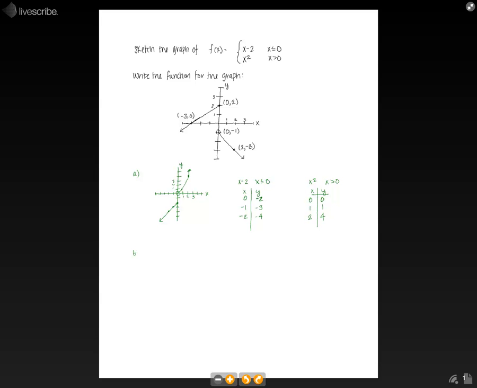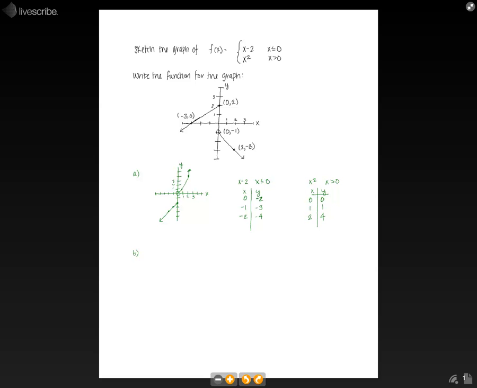For part B, it says, write the function for the graph. So I've helped you out by identifying a few points on this graph for you already. So on the first line, we have negative 3, 0, and 0, comma 2. On the second line, we have 0, comma, negative 1, and 2, comma, negative 3. Alright, so let's start with the line that's going to the left first.